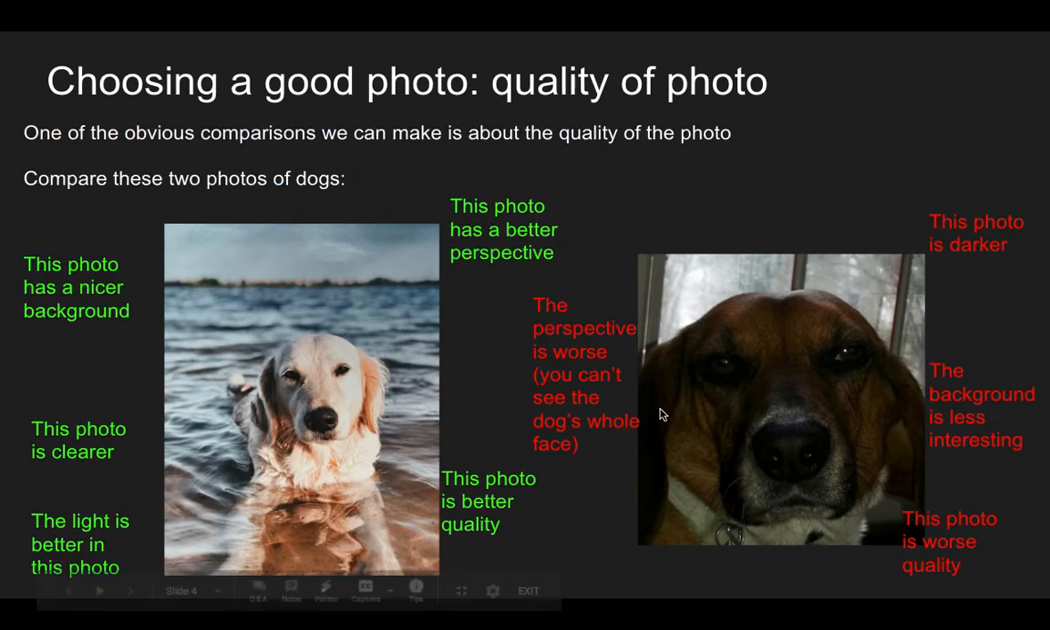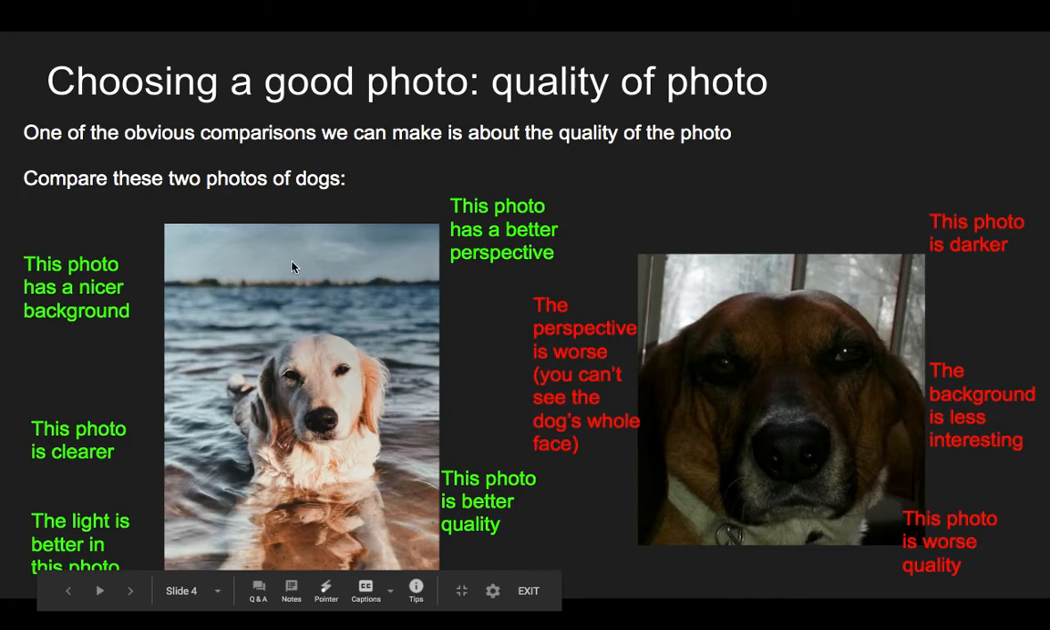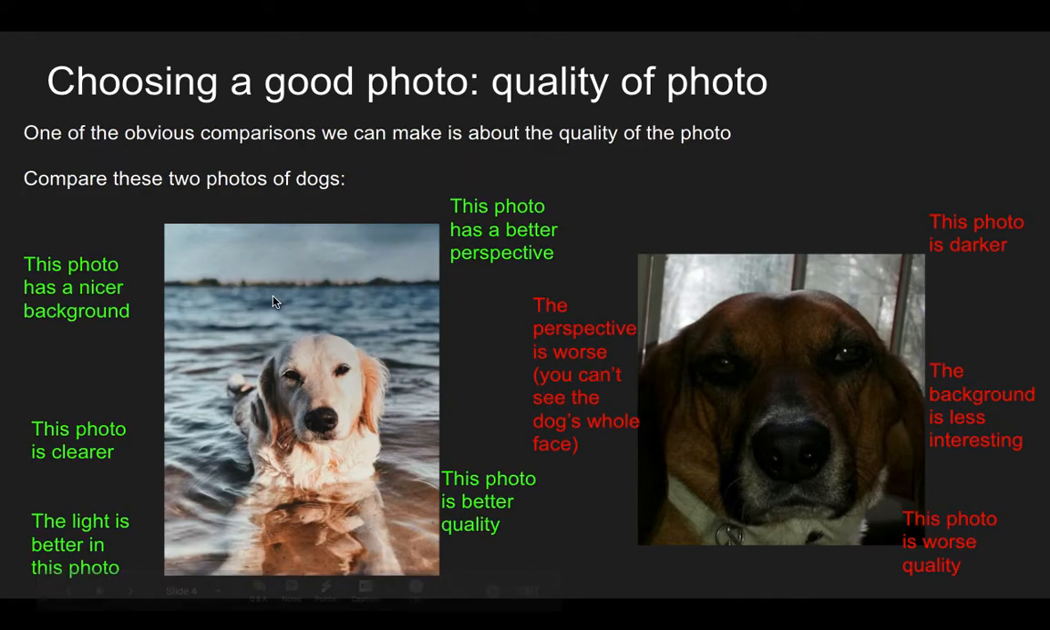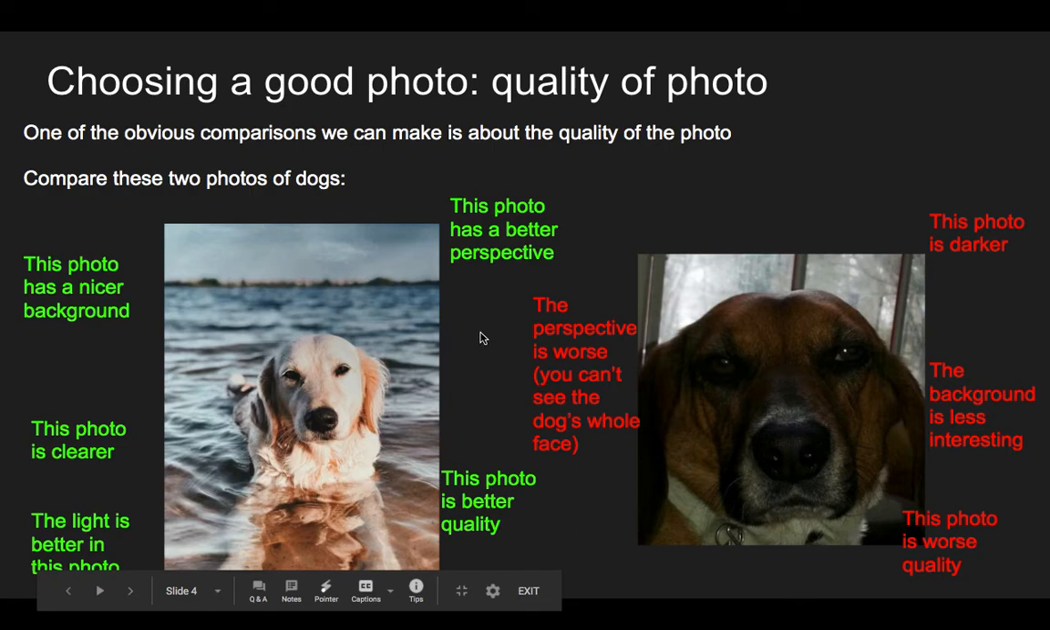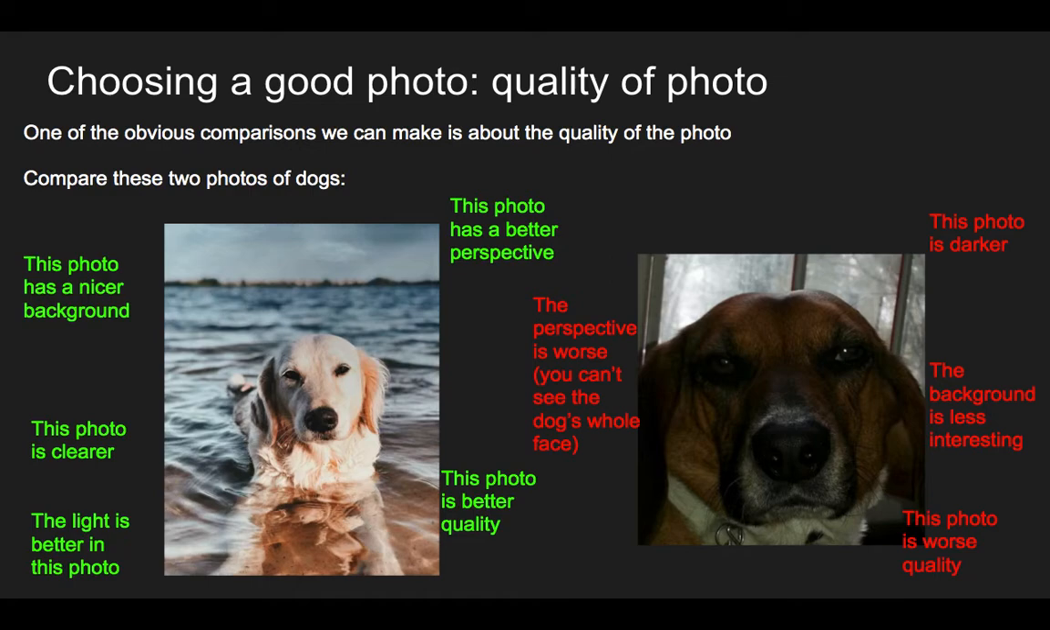And the background is less interesting. So here we've got a nice background with the sea, whereas here, the background is less interesting. It's just a window. So there are some reasons why one photo, in terms of quality, is better than another photo. And we would choose this photo on the left for these reasons. It's clearer, better quality, better light, more interesting background, and better perspective or framing.